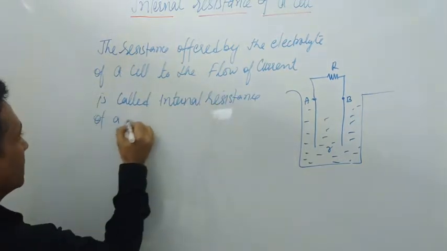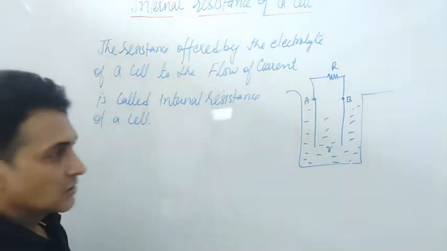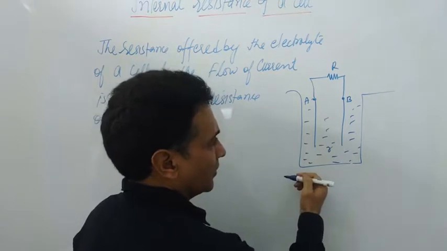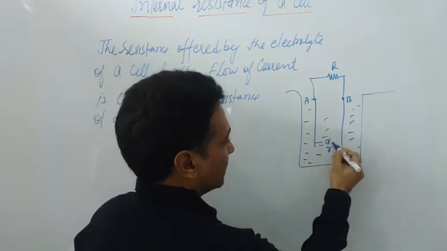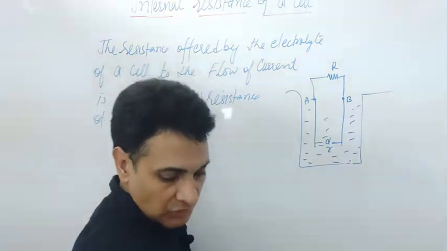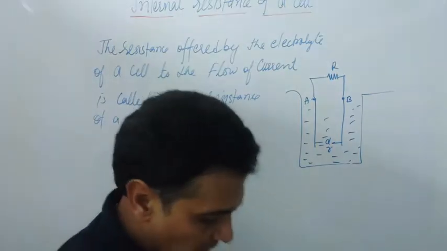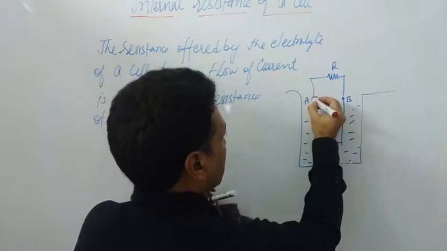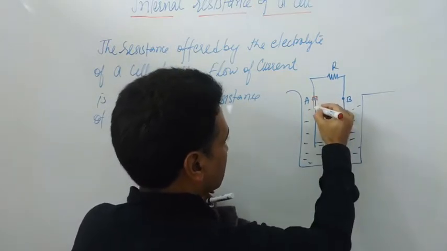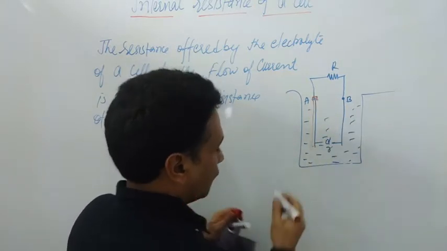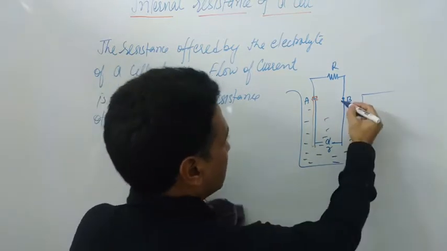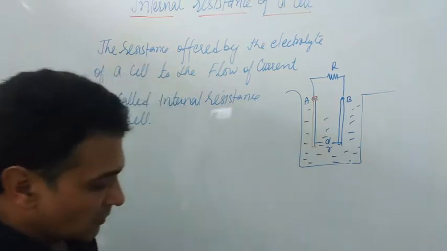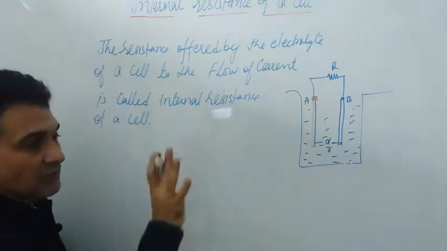Suppose these two rods are separated by some distance. Okay, so this distance is D, and these are the two rods. I am marking here red color. This is one electrode and this one is the second electrode. So what are the factors on which the resistance or internal resistance of a cell depends upon?